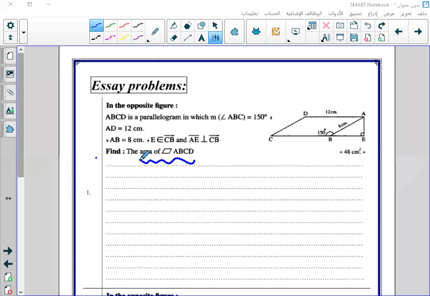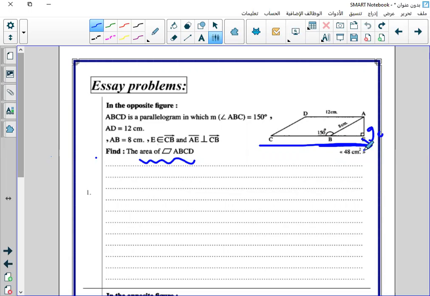Please raise your hands. Yes, Anas. Say it again, please. Raise your voice. Perpendicular means a right angle, 90 degrees. Yes, and this is the right angle. AE is perpendicular to the ray CB. This is given.